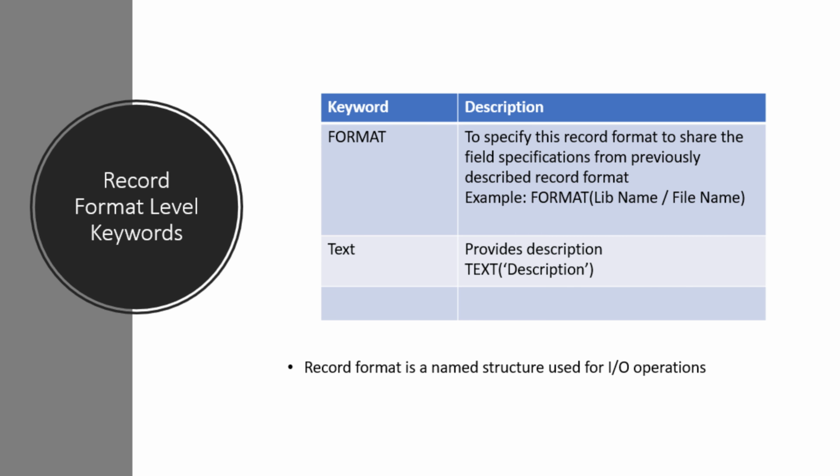And text is a record or field level keyword. At the record level, it is used to supply a text description of the record format, and it is used for documentation purposes only.